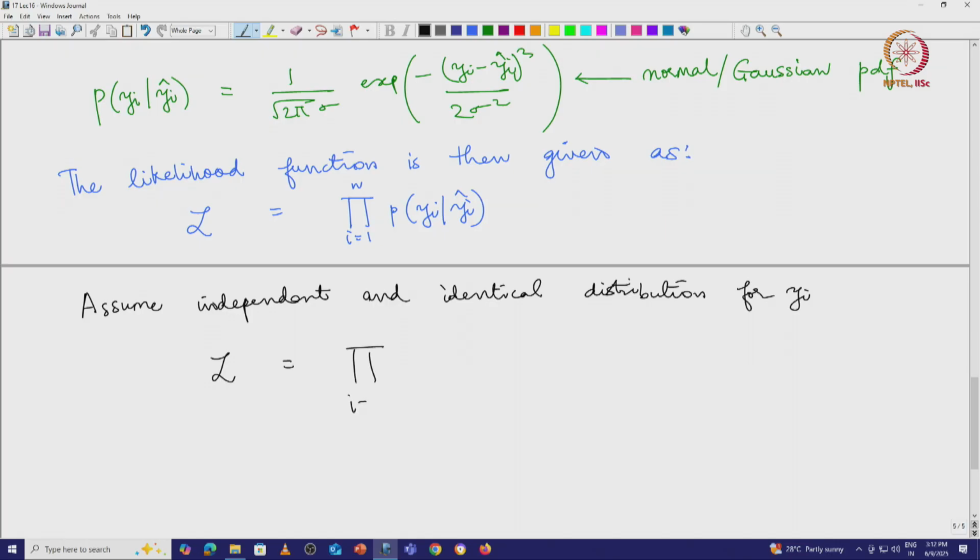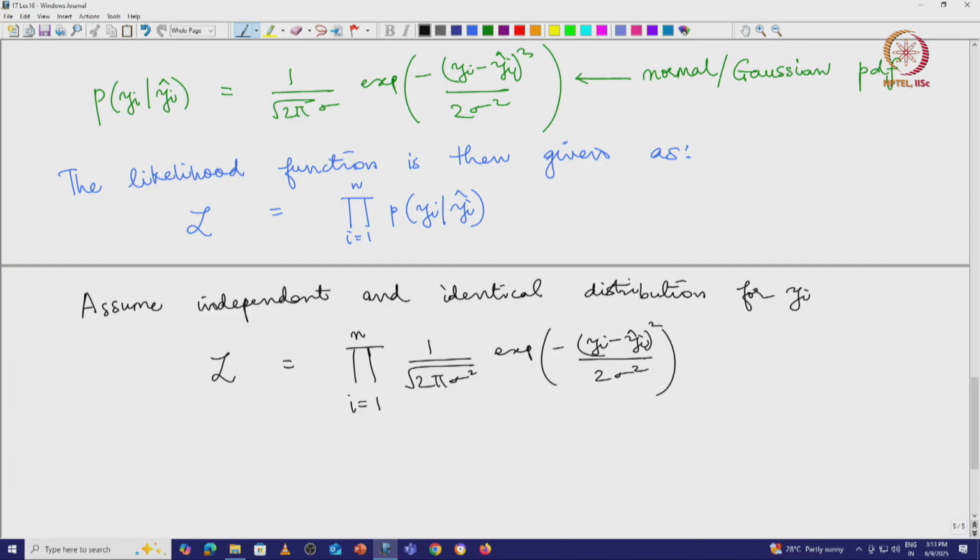becomes pi i going from 1 to n, and this capital pi is a product symbol. It just means that we are taking the product of all the terms here when i goes from 1 to n, just like the summation symbol used for addition. This is the product symbol. So this is 1 over square root of 2 pi sigma squared exponent of minus yi minus yi hat whole squared by 2 sigma squared.